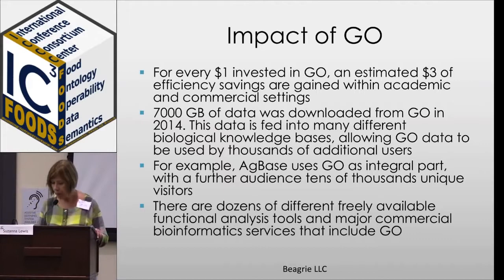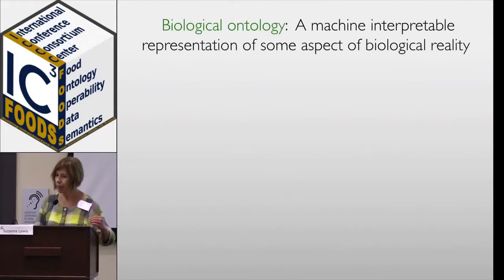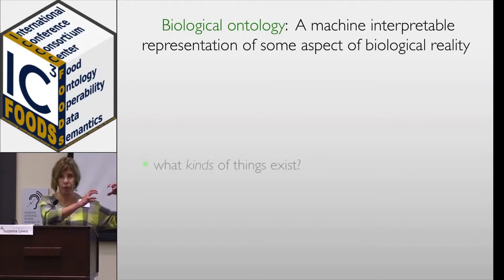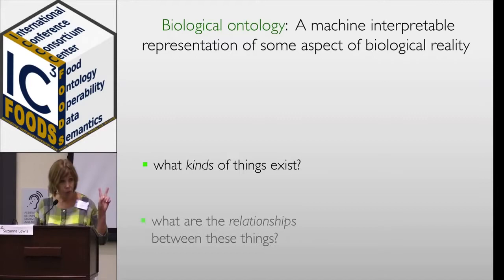Okay, so what is an ontology? Very simple. It's a machine model or representation. It's something a machine can understand that represents the biology. For me, I make a very clear distinction between the instances and the model. The ontology is the model, but what you have, you know, this is a table, so I've classified it, but there are tables all around the room. Those are different instances of the table, and I don't conflate the database or the knowledge base with the ontology itself. So what is it? There's really just two parts to it: what kinds of things exist, and what are the relationships?